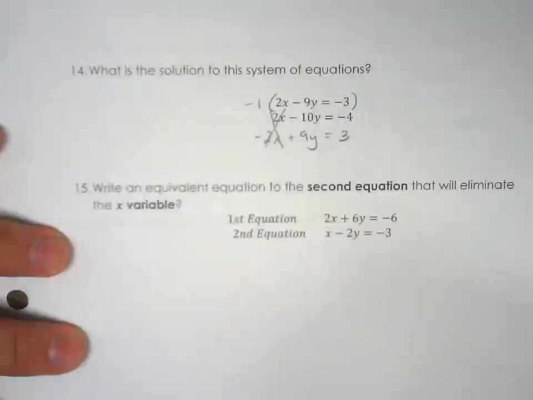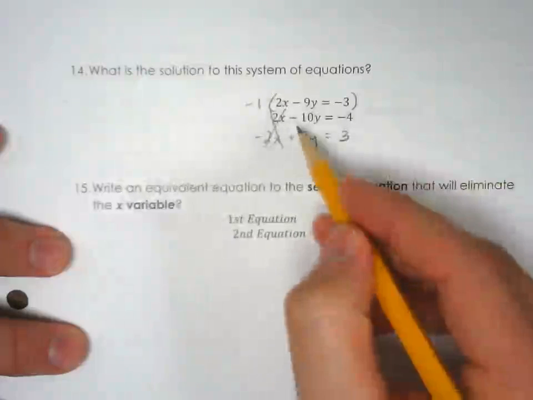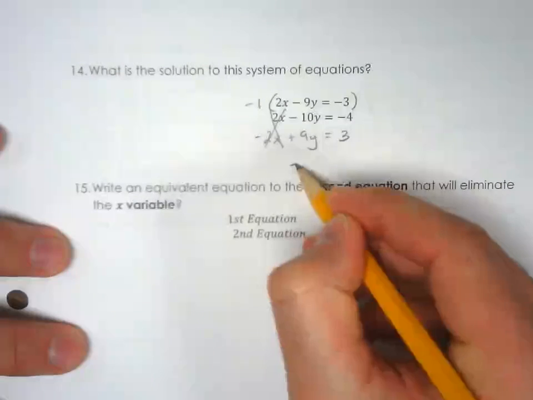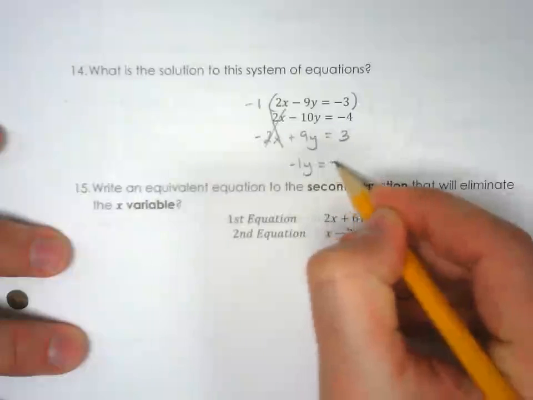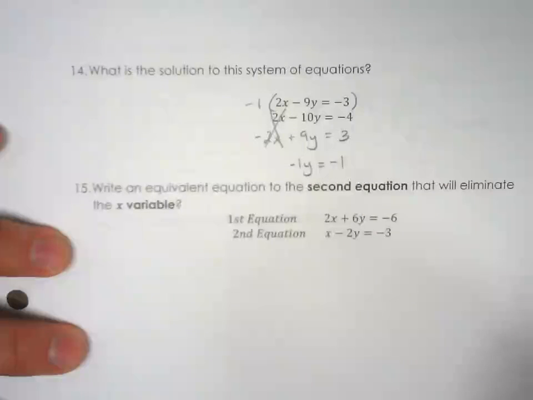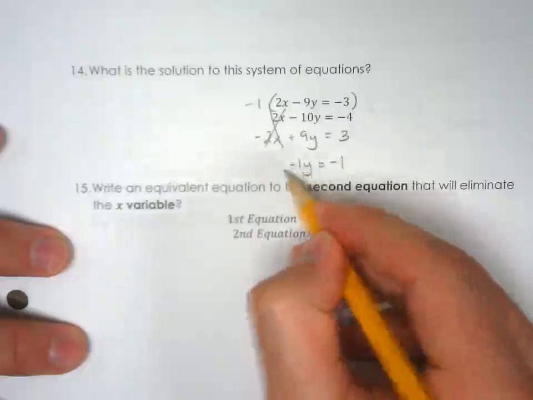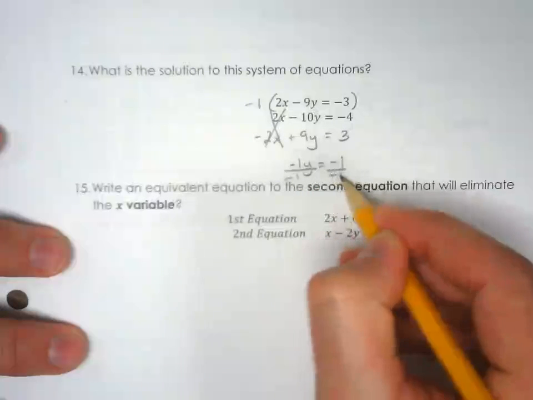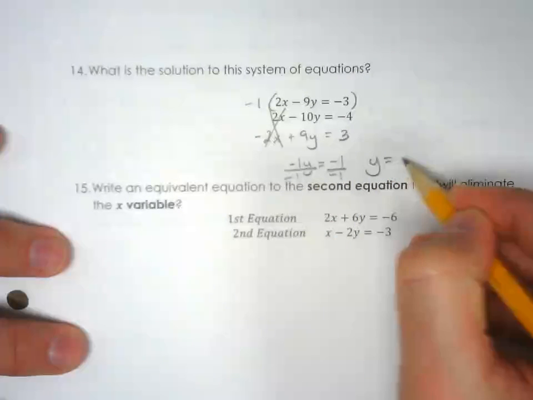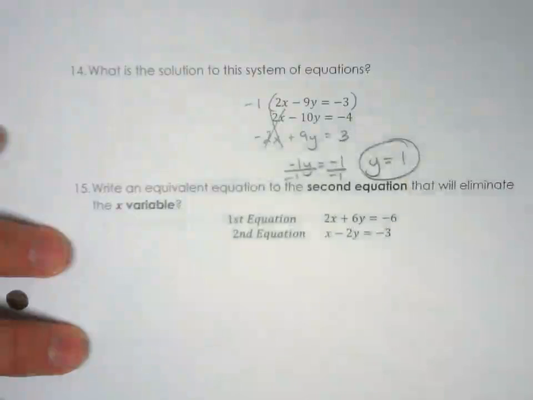Notice the x's are gone. And I'm left with, I combine that, negative 1y equals negative 1. I can't have a negative in front of the y, so I divide by negative 1, divide by negative 1. y equals 1. So y equals 1.